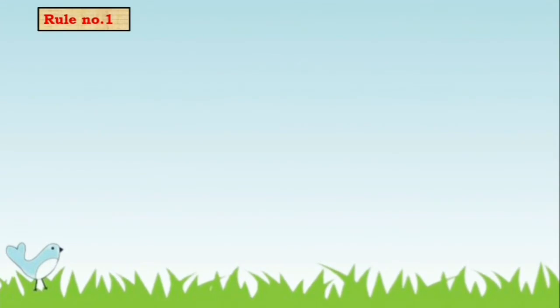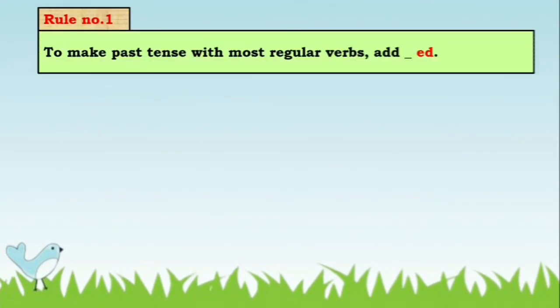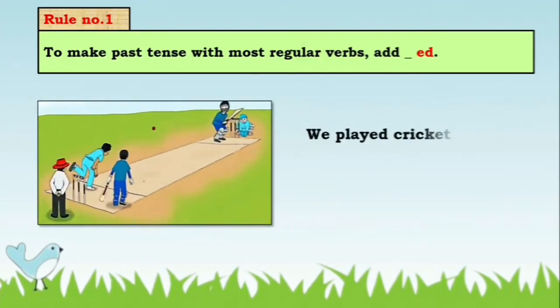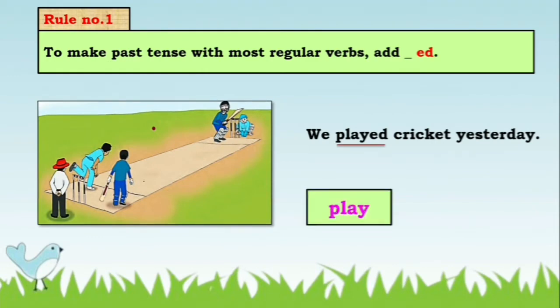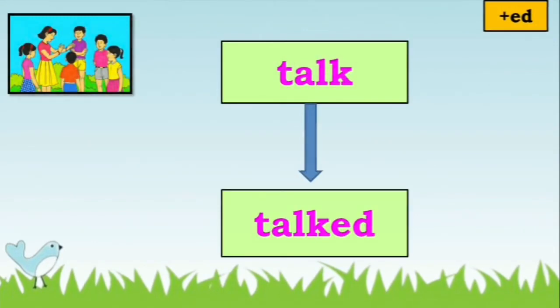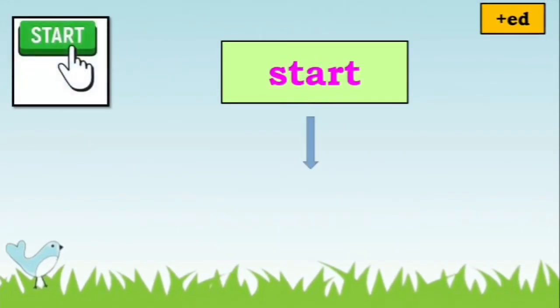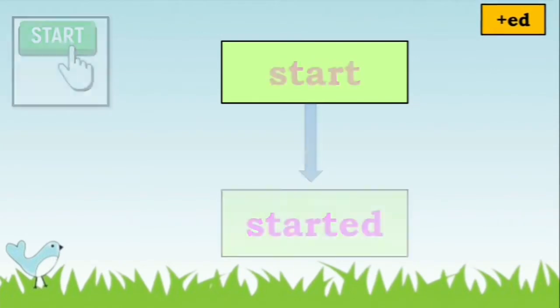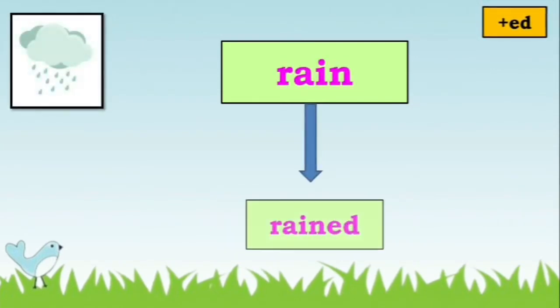Rule number 1. To make past tense with most regular verbs, add ed. For example, we played cricket yesterday. Here, the verb is played and the base form of the verb played is play. Play, played. Let's see some more examples, children. Talk, talked. Start, started. Rain, rained.